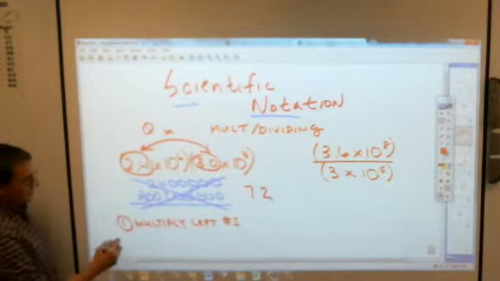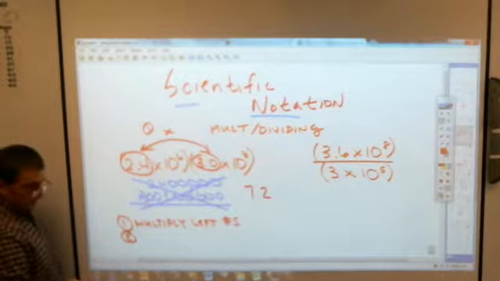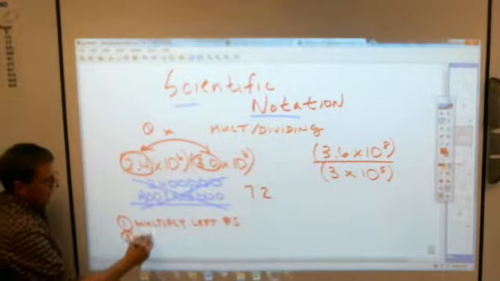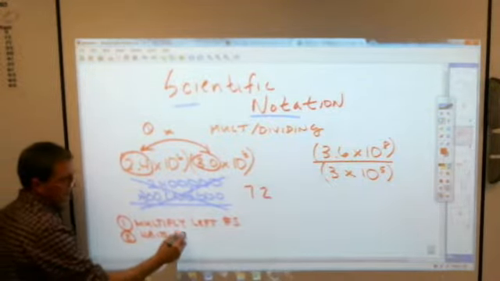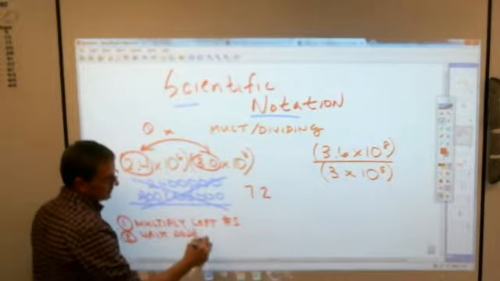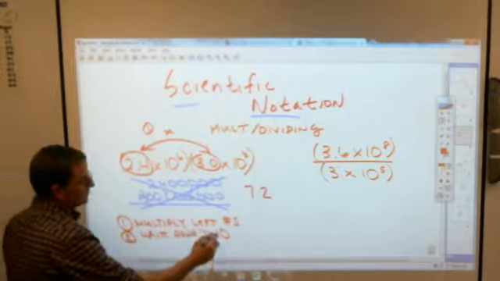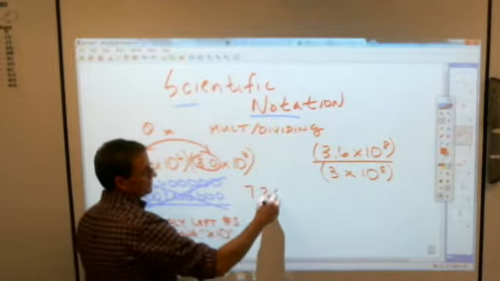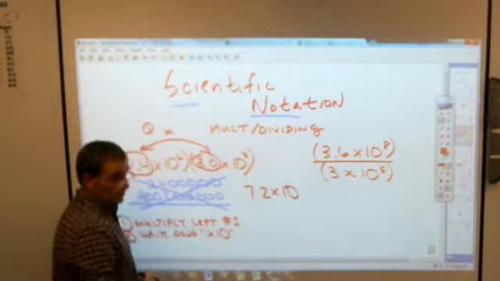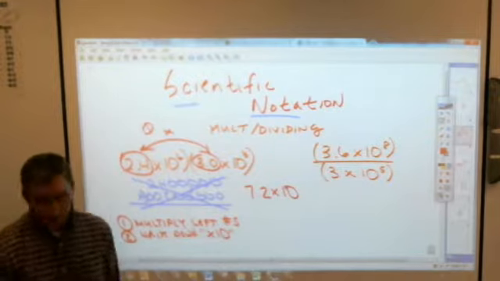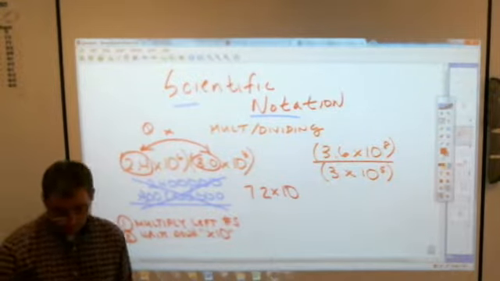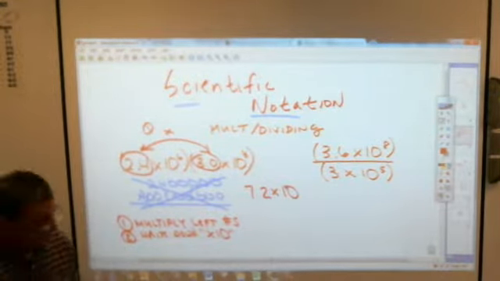Okay? Step number 2, ladies and gentlemen, is to write down the times 10 part, because you're going to write this in scientific notation. Times 10. You want me to go over that? Did that confuse anybody? Just write down times 10. Flossing is good with you? You think that's very simple?